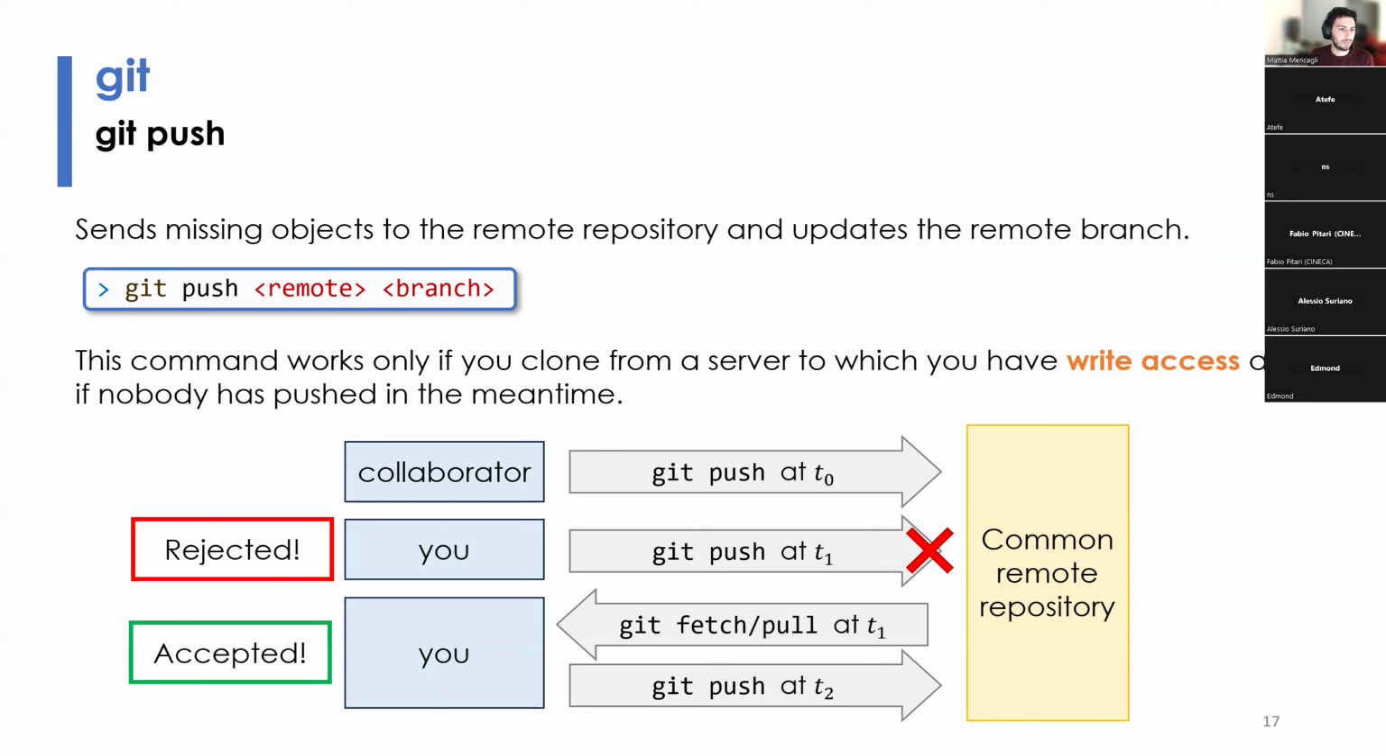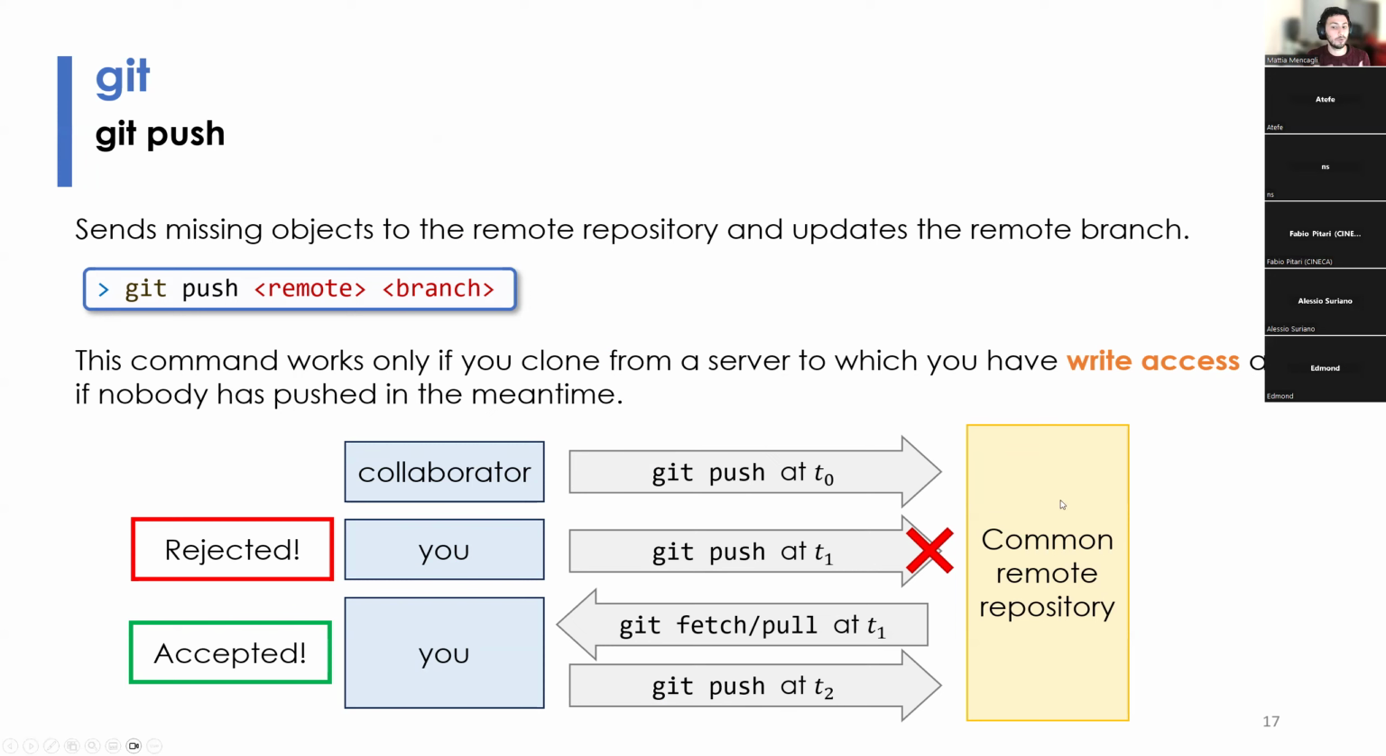I was saying, using git push will send missing objects to the remote repository and update the remote branch, of course. The command will work only if you cloned from a server to which you have write access, and if nobody has pushed in the meantime. The second condition will be explained here in this small cartoon.